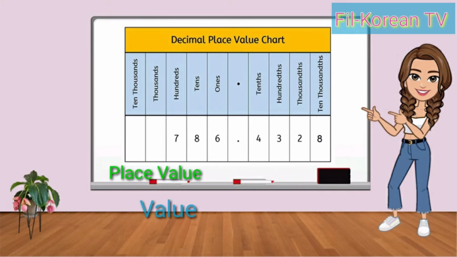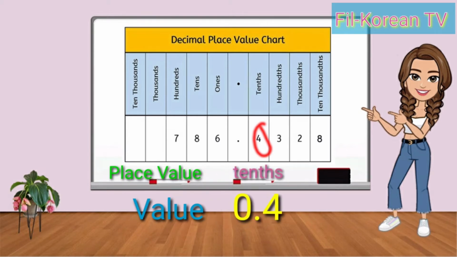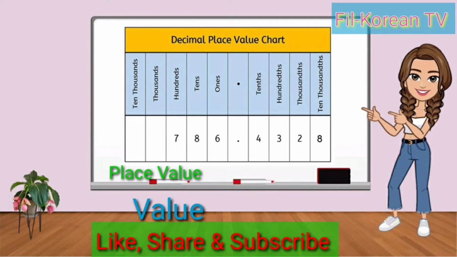Let us determine now the place value and the value of each digit in a number. The place value of the first digit to the right of the decimal point, which is 4, is tenths, and its value is 4 tenths. As you can see, we use the word tenths to name the position of 4 in a number, and we use the number 4 tenths to refer to its value.